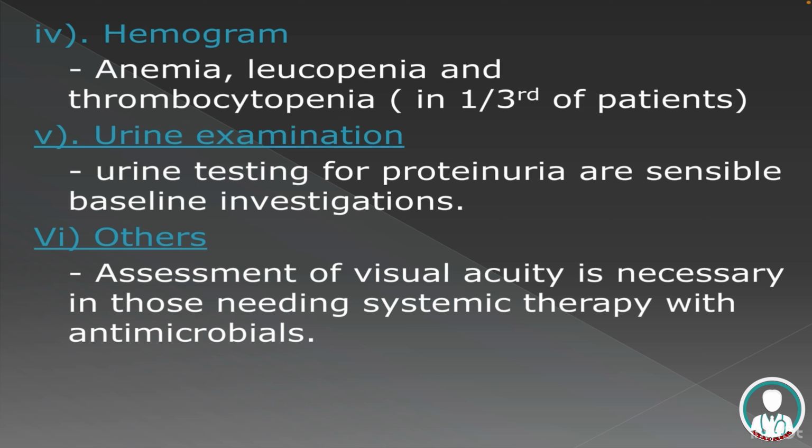Hemogram shows anemia, leukopenia and thrombocytopenia in about 1/3 of the patients. Urine examination is very important and is a sensible investigation to rule out proteinuria, which is a common finding in systemic lupus erythematosus. And other investigations like assessment of visual acuity are necessary in those needing systemic therapy with antimalarials.